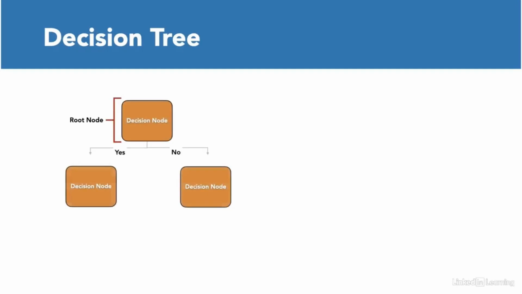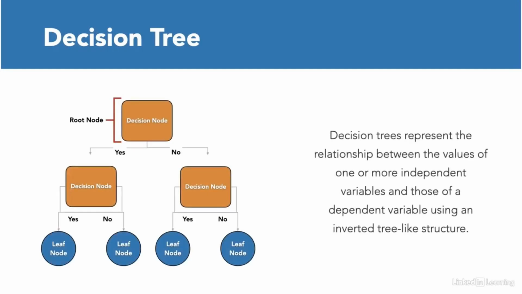As the name suggests, a decision tree represents the relationship between the values of one or more independent variables and those of a dependent variable using an inverted tree-like structure made up of decision nodes and leaf nodes connected by branches. Decision trees can solve both classification and regression problems. Their intuitive nature makes them particularly useful in situations where transparency is crucial. For example, when building a model that makes recommendations on loan decisions based on whether a borrower will or will not default on their loan.